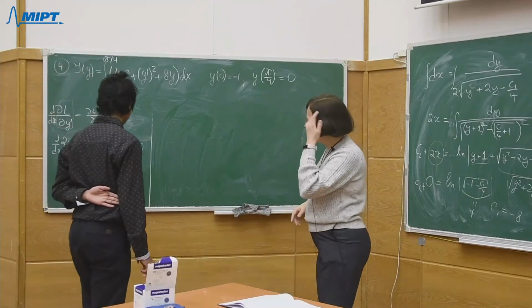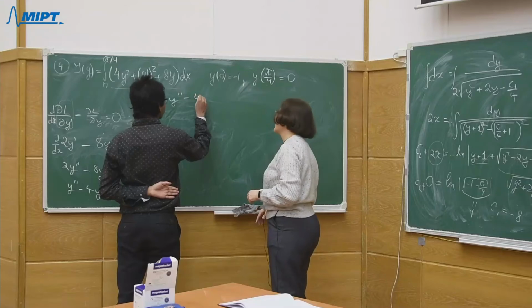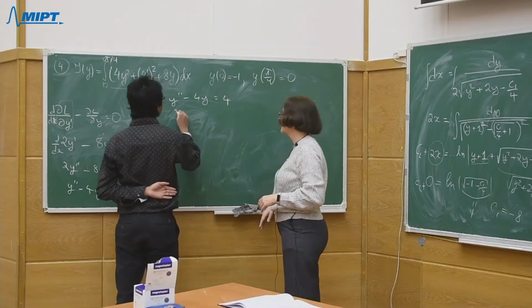Now to solve this, so this is a non-homogeneous linear differential equation, y double prime minus 4y prime equals 4, yes.